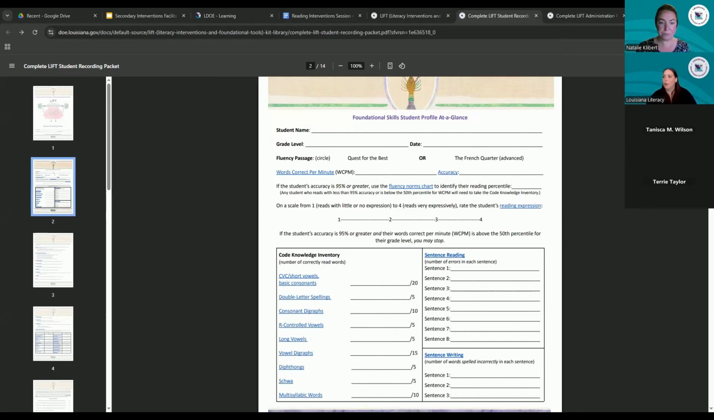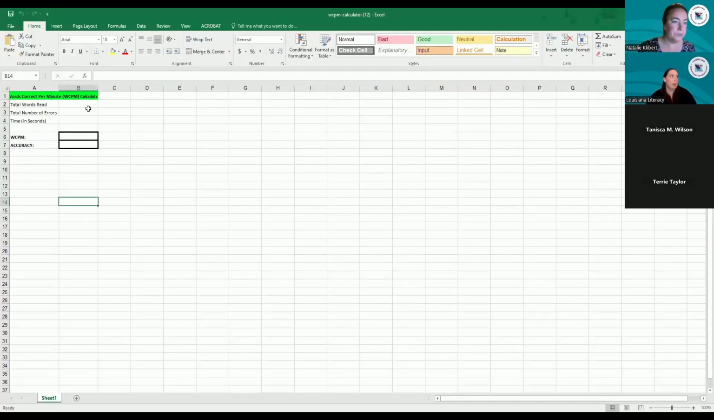Okay. So if we had a student, let's just make up a number here, in 60 seconds, because we give them a minute to read. Let's say they read 150 words, but they also made 20 errors. Then the calculator will show us that they had an 87% accuracy rate on that oral reading fluency probe. So you can use this calculator to figure that out. It's in the student recording packet. That's where we get that number from.